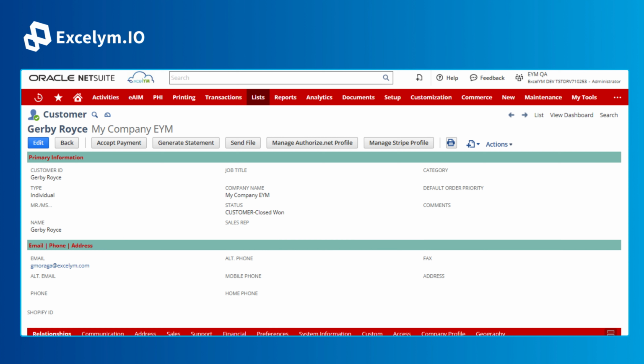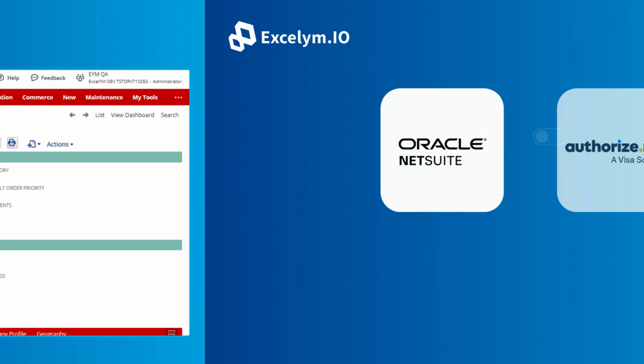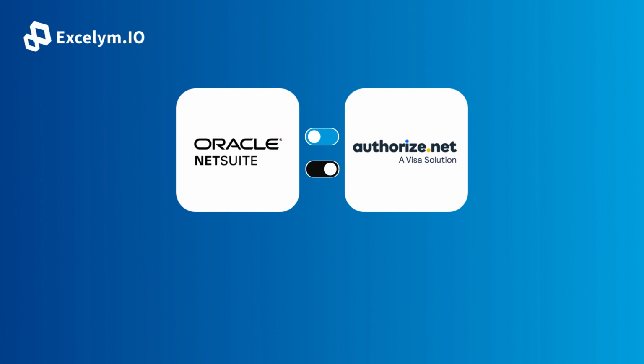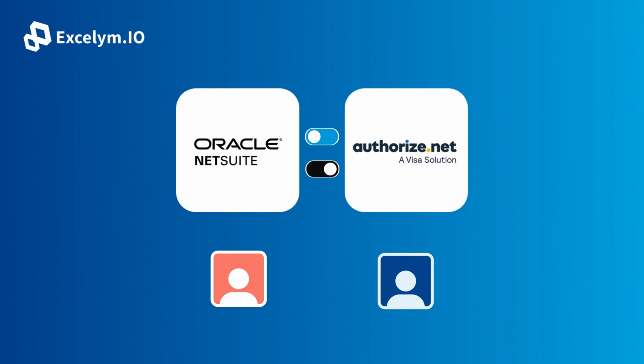At this point, we've already done the difficult part of setting up the integration between NetSuite and Authorize.net. So for any customer record created in NetSuite, a customer record also appears in Authorize.net. We'll give you a tour around how the integration is managed in the Excelym.io platform.